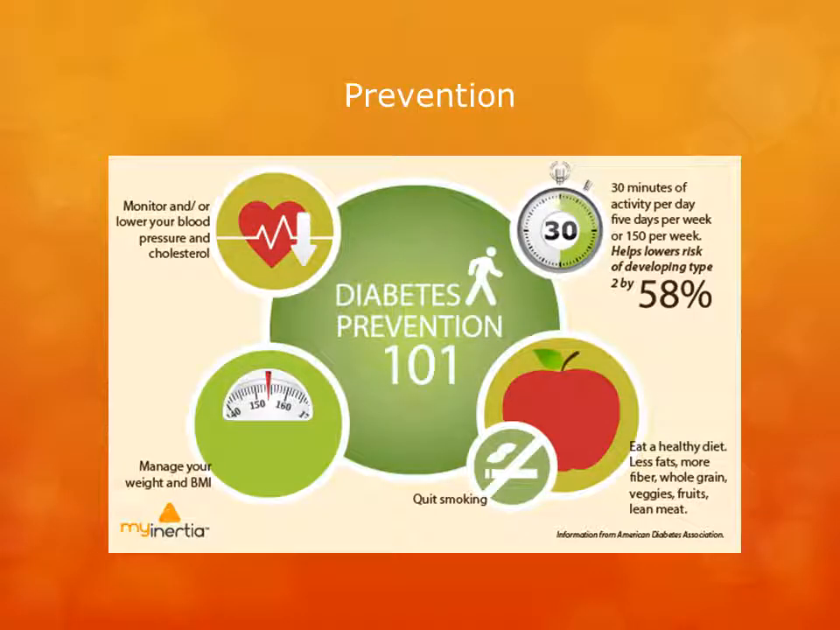Now let's talk about ways we can prevent diabetes. Let's start with exercising 30 minutes a day, 5 days a week. This can really help keep our heart healthy, our blood pressure low, and it'll really even help regulate our blood sugar, which is one of the main causes of diabetes.